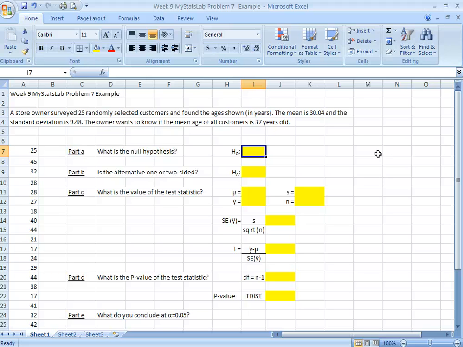So part A, what is the null hypothesis? Well, our null hypothesis, which you already know, is noted here with an H sub O, and this is used to specify the population model parameter. In this case, what the owner wants to know is if the age of all customers is 37 years old. So we're going to make that our null hypothesis.